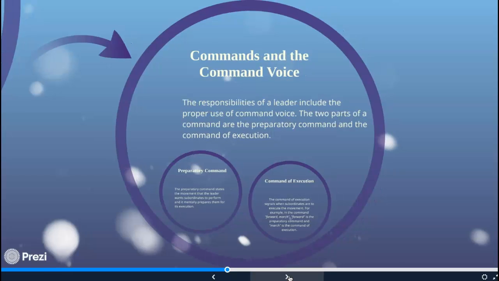Now, when we talk about commands and command voice, the responsibility of the leader includes proper use of command voice. The two parts of a command are the preparatory command and the command of execution. The preparatory command simply lets you know we're about to do something, and catches everybody's attention. And then the command of execution is actually what you're going to have them do, right?